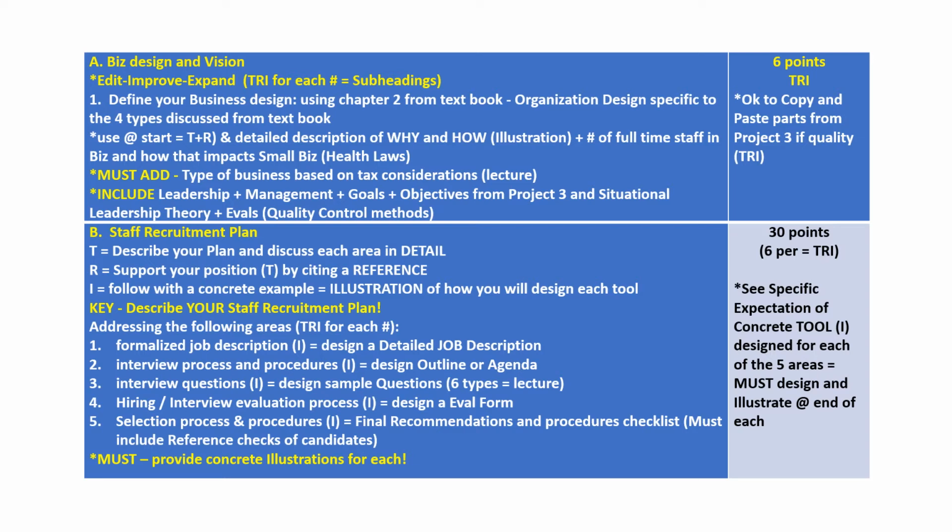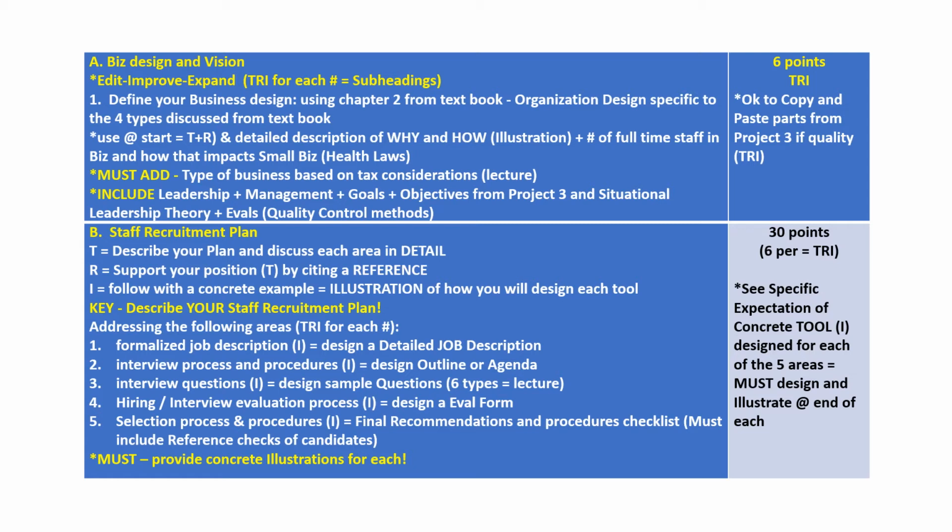Section B, new header: staff recruitment plan. Describe your plan in detail. You must cite references, and then you've got to give concrete illustrations, and I'll talk about these tools here. Number 1, a formal job description. You want to tell me why it's important and how, cite that, and then you need to actually give me a concrete example of a formal job description that you designed specific for a position in your business. You just need to do one. It can be any one you want.